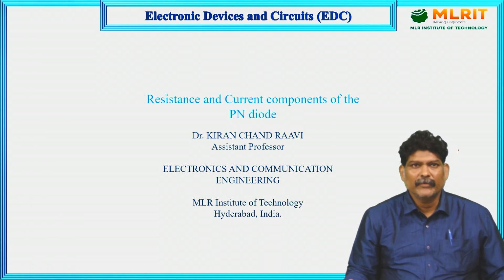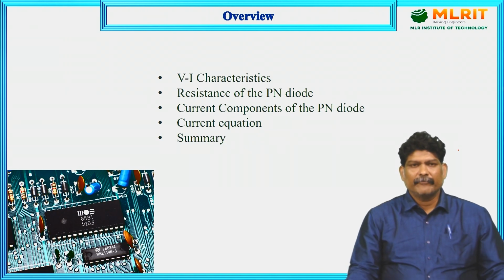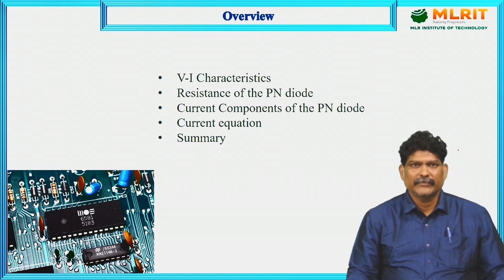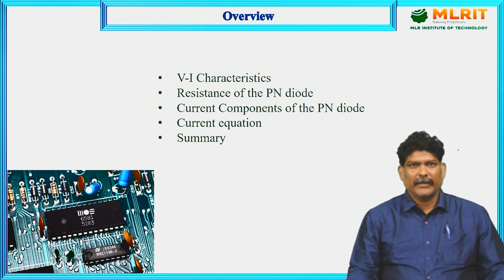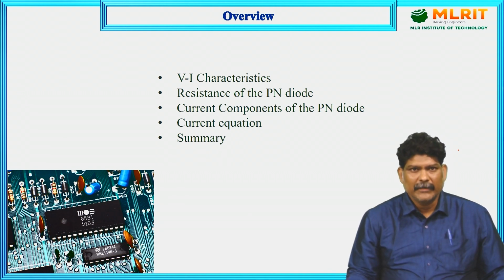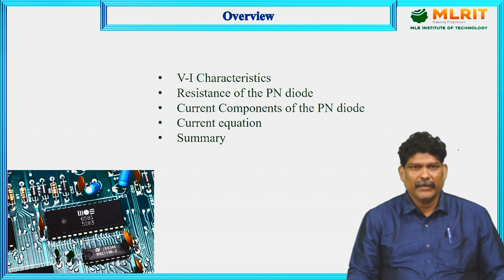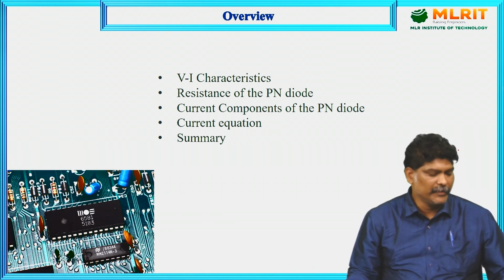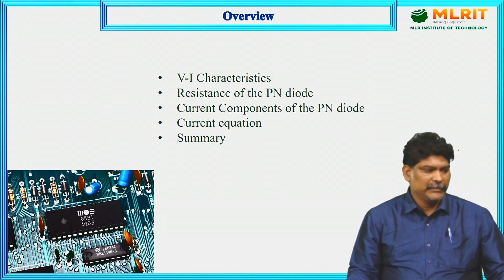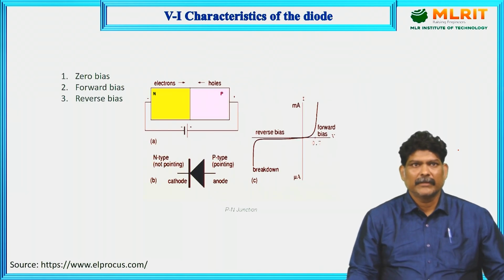Today we are going to cover the following topics. From the beginning of VI characteristics, we start with the characteristics of volt and ampere, and then we will study the resistance of the PN diode. Then we will continue with the current components of the PN diode, then the current equation, and conclude with a summary. So let's get into the topics.